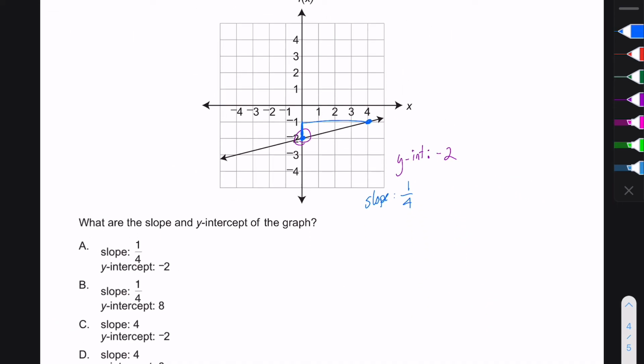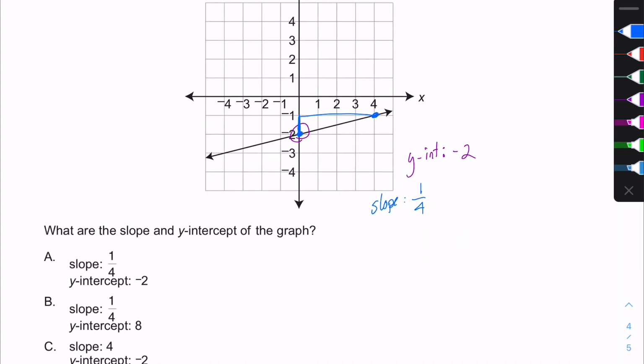Okay, let's see which option has that. A, slope of 1/4, y-intercept -2. Oh, that looks like it. Just let me look around. Okay, this had the right slope, but the wrong y-intercept. This had the wrong slope. This has the wrong slope. Yes, definitely A. That's our correct answer.